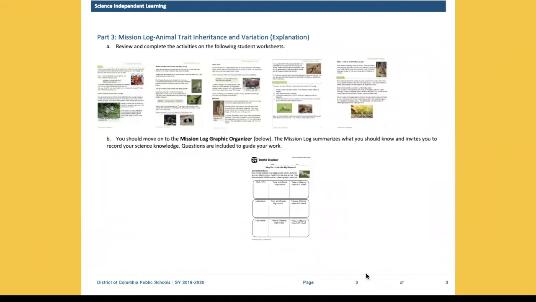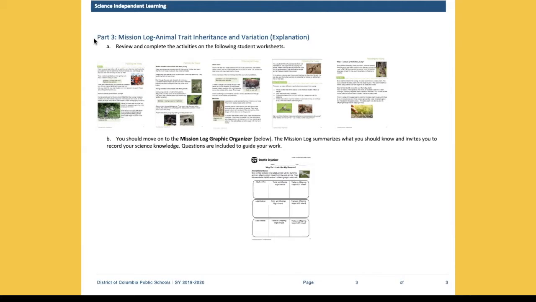You should now be on page 3 of 3 of the summary pages. Here you will see a screenshot. But don't worry about that because those are actually the screenshots for part 2. We will still be using the mission log graphic organizer below, and I will show you the pages you will need to read or read along with me on the next slide.